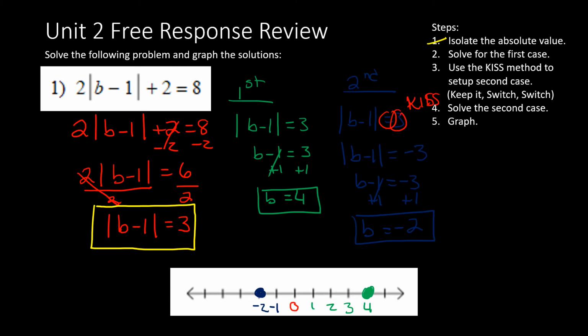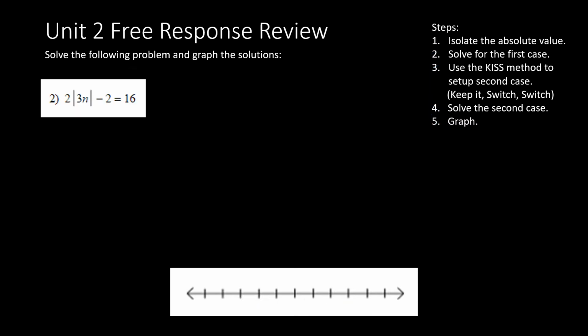So these are the steps for the first question. Okay, we went through every single step. We isolated, solved for this first case, applied the KISS method, we solved it, and graphed. Okay, so let's go ahead and move on to the next problem.